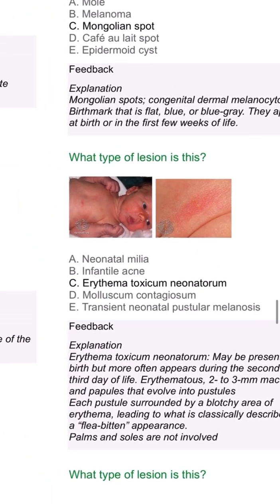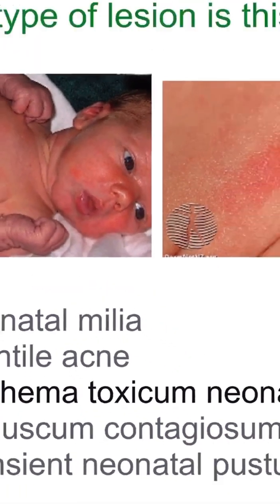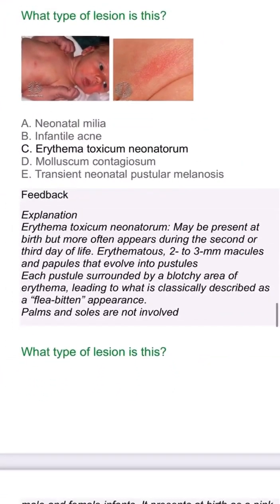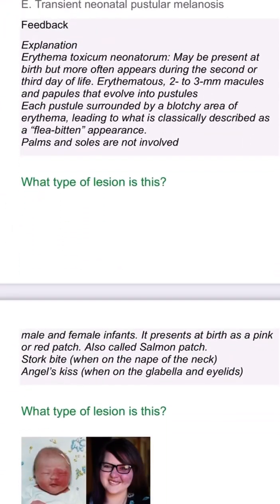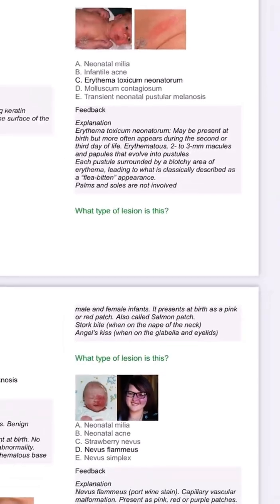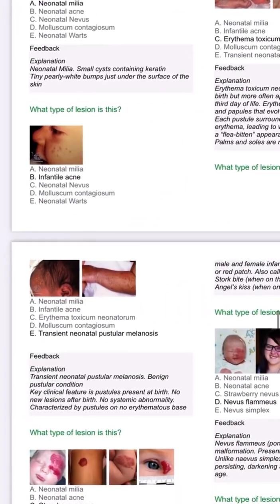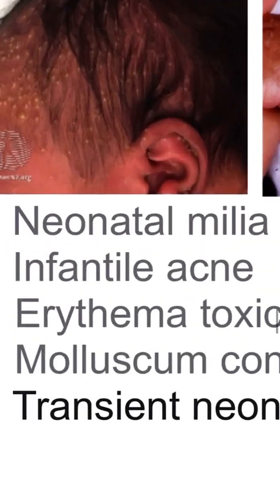So erythema toxicum neonatorum. Erythema toxicum neonatorum may be present at birth, but more often appears during the second or third day of life. Erythematous 2 to 3 mm macules and papules that evolve into pustules. Each pustule is surrounded by a blotchy area of erythema, leading to what is classically described as a flea-bitten appearance. Palms and soles are not involved. Okay, erythema toxicum neonatorum. What type of lesion is this?